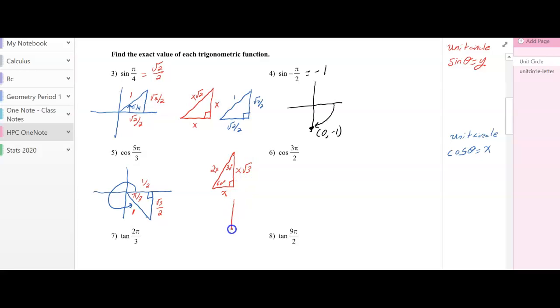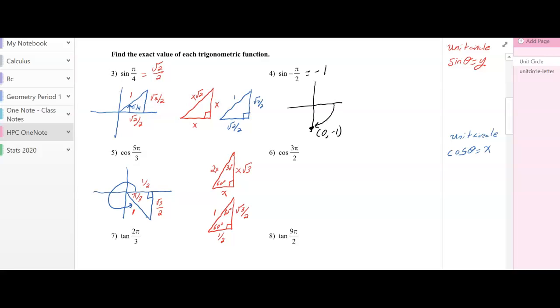So when I have 30, 60, 90s, I have 30 degrees, 60 degrees. I label the hypotenuse 1, across from the 30 as 1/2. That's always the shorter side, and the long side is √3/2.